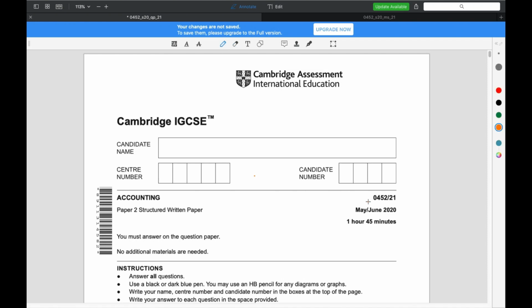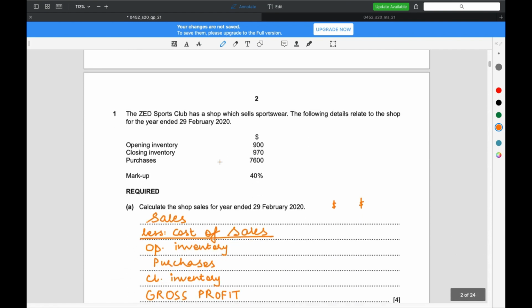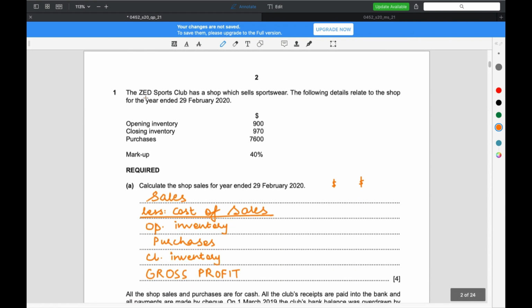Alright, so hi, this is the Cambridge IGCSE accounting paper 21 from the May June 2020 series. As you know, this year the exams did not take place because of the global pandemic, so they actually did a good thing by uploading the papers. So let's just start. Question number one, he says the Z Sports Club has a shop which sells sportswear.